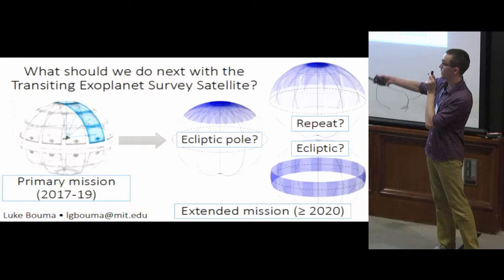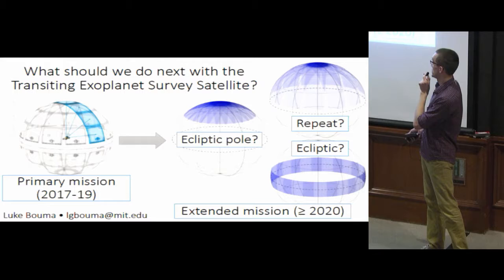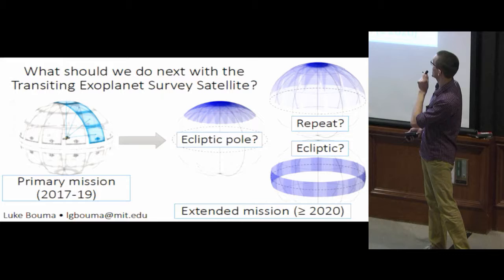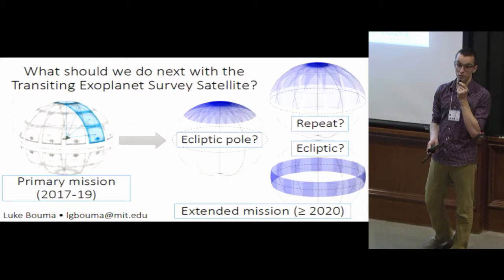So with that said, we're not actually sure what we should do with TESS after its primary mission. The spacecraft itself could very well be operable for up to a decade. So would it be best to just repeat the observing strategy of the primary mission, or should we try something else, perhaps observing an ecliptic pole or the ecliptic itself? My main message is that any extended mission scenario will come with trade-offs.